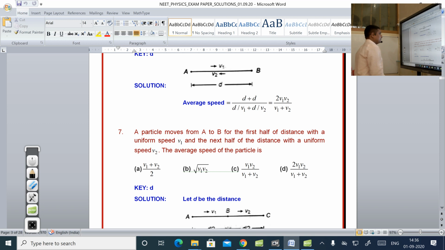Everything is based on this simple formula: average speed equals total distance by total time. That's all, okay. You just have to draw the diagram and then calculate, okay. So option D is correct.